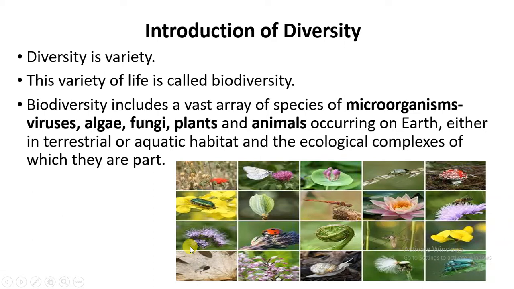We can see a number of microorganisms, viruses, algae, fungi, plants, animals. These are the living organisms which are present on the earth. They are present on the land, that is terrestrial. They are present in the water, that is aquatic habitat. They are also present in the air. So these are the variety of places, you can say habitats, where a number of living organisms are present. And all together they are present in the ecological complexes.